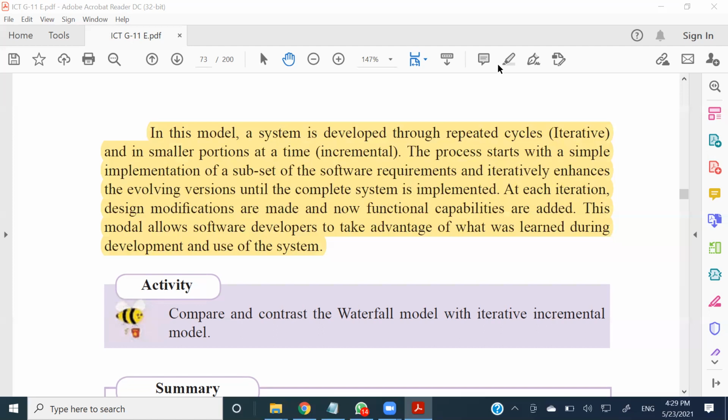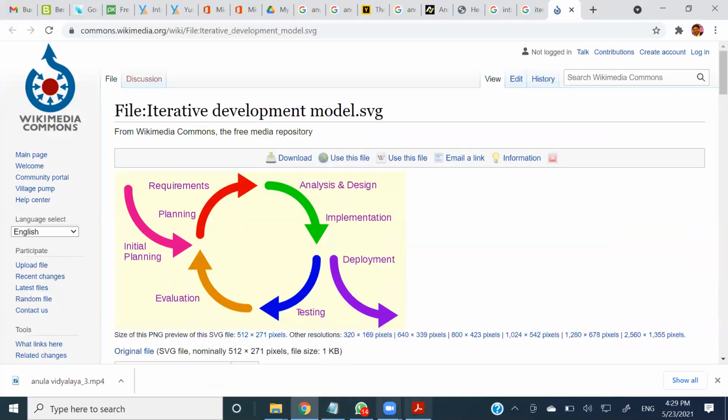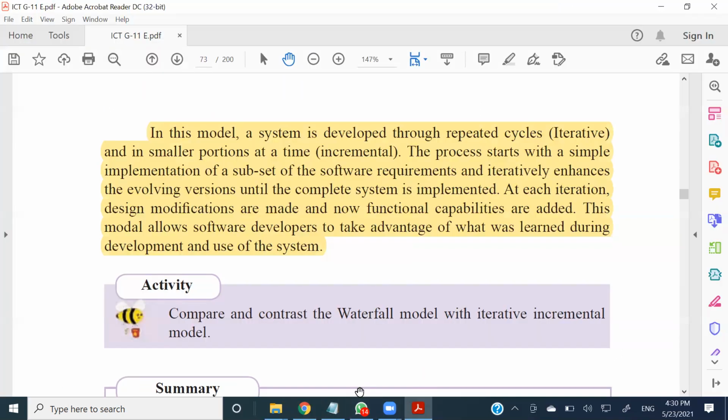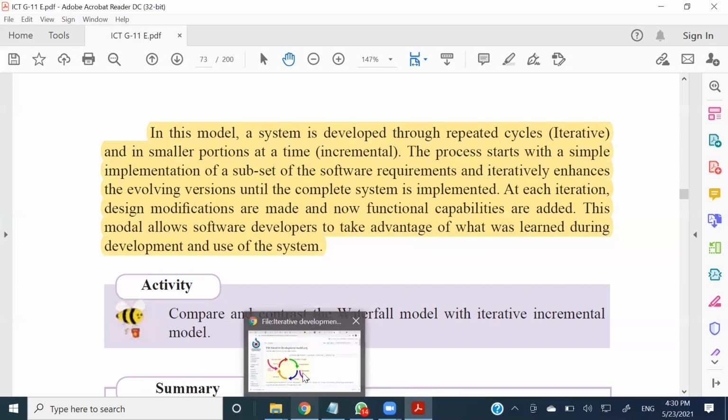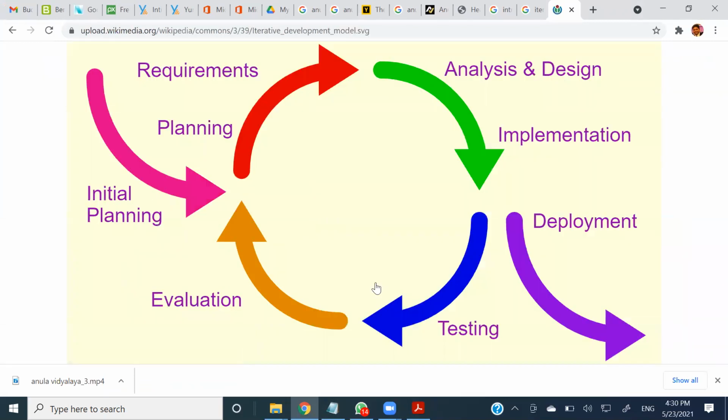Right, one is done. Is there anyone who is copying from the screen? Can I know that? No one is copying from the screen, right? Okay, so I'm going to show you the diagram. So this is the one.